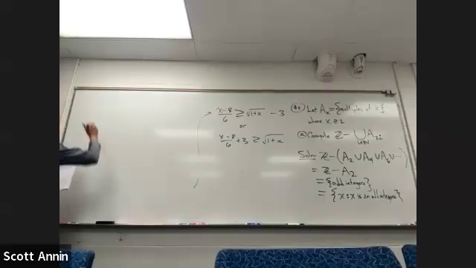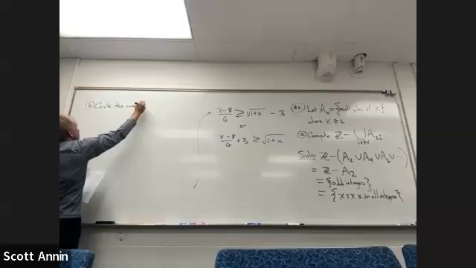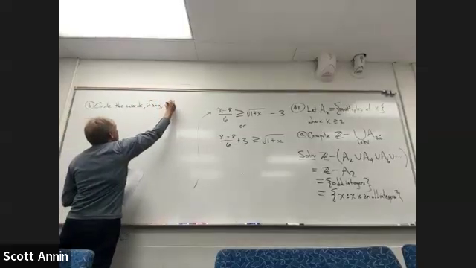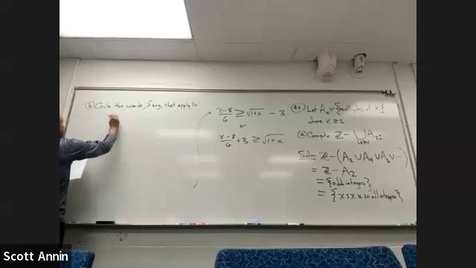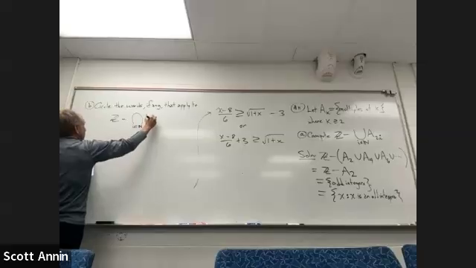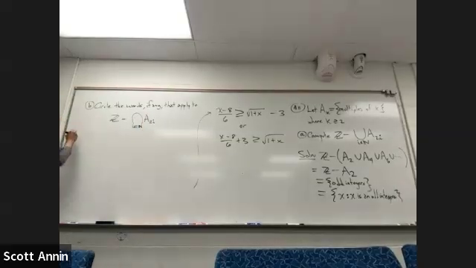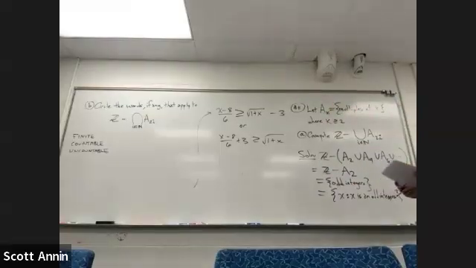Okay, so now I have another question, part B: circle the words, if any, that apply to, and I'm going to give you the set here, Z minus the intersection, where I is an element of the natural numbers, of A sub 2I. And the words that we are going to think about circling are the words finite, countable, uncountable. Those 3 words are what we're going to consider.